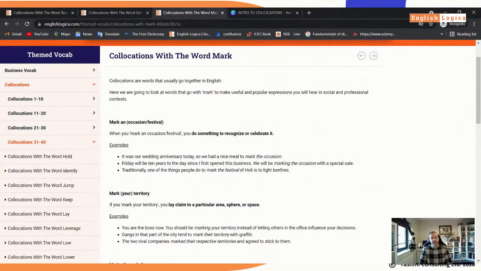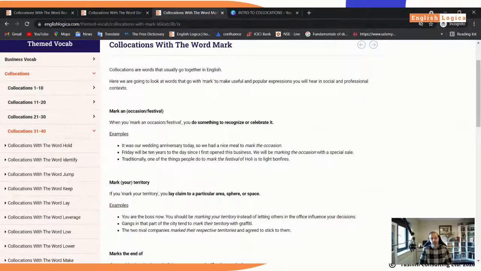Friday will be 10 years to the day since I first opened this business. We will be marking the occasion with a special sale. Traditionally, one of the things people do to mark the festival of Holi is to light bonfires.